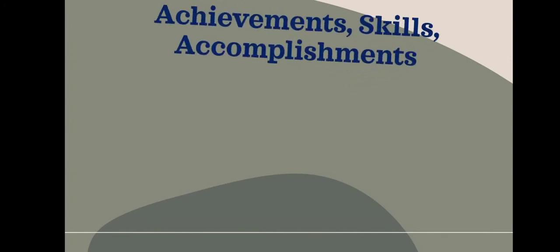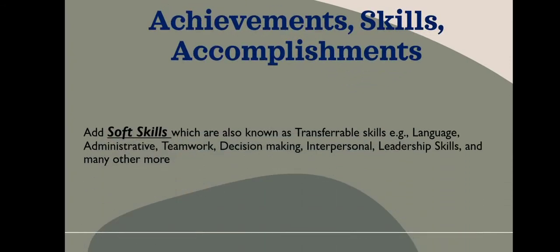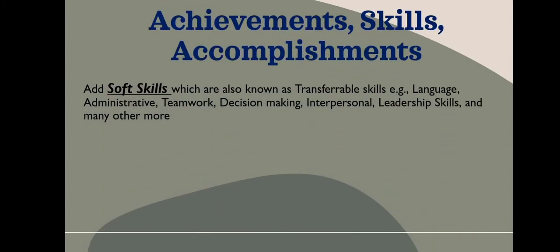The next thing is achievements, skills and accomplishments. It is also very important because, apart from your work experience and education, there are certain things which give an idea to the recruiter of what type of person you are. In this section come soft skills. Soft skills are also known as transferable skills. These are skills which you can learn by yourself, and skills which a person has naturally.